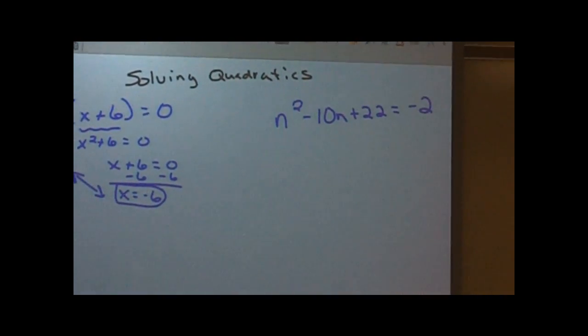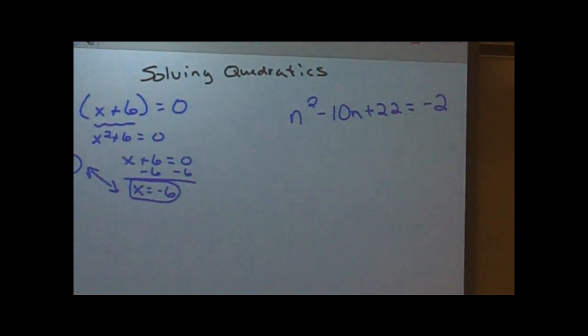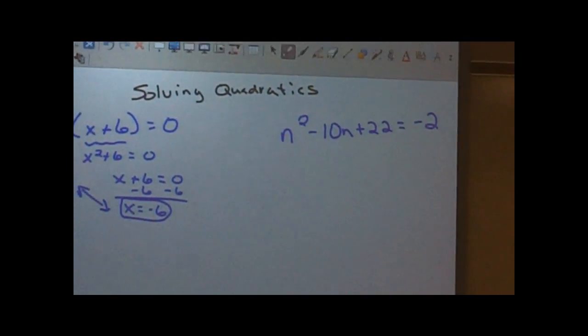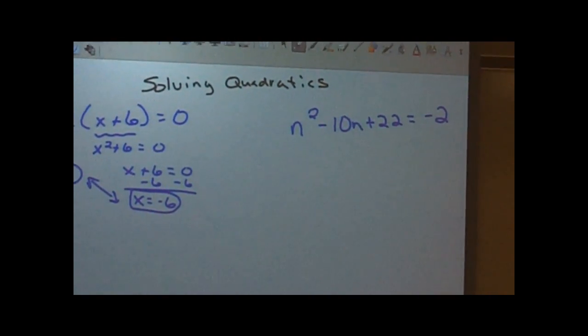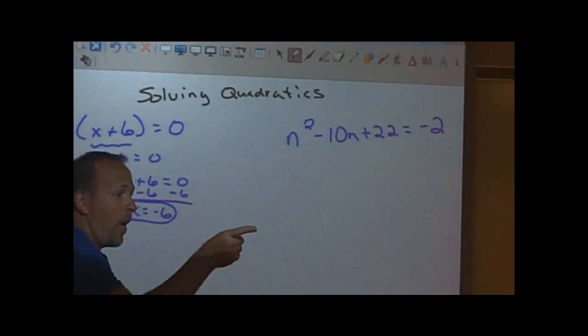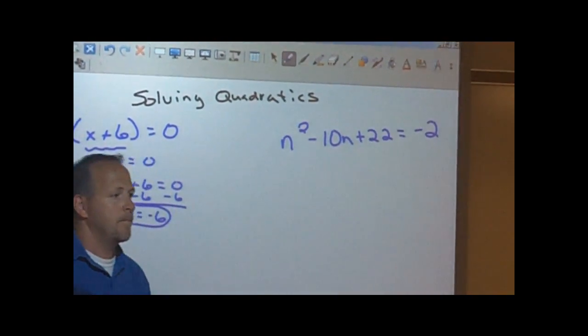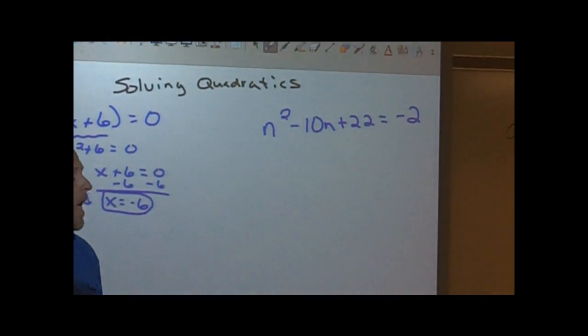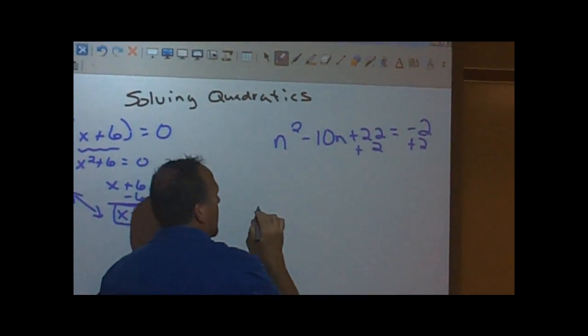Second thing we have to keep in mind: anytime you're solving a quadratic equation, you must always set it equal to 0. It has to be set equal to 0. You can't do any other work until it's set equal to 0. So Ashton, my first step on this problem will be to do what? Add 2, very good. You haven't set it equal to 0, so we have to add 2 to both sides.